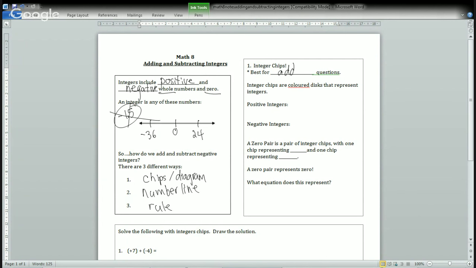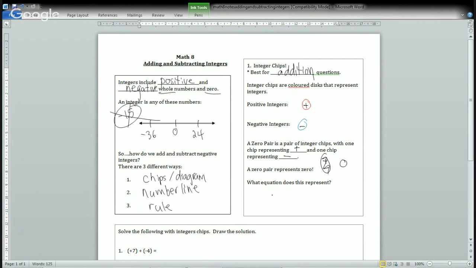Now they're best for addition questions, anytime you're adding a positive or negative number. Depending on your desktop, colors represent different chips. But this year, positive is red and blue is negative. If you don't have a red, blue, or any pencil, just put a positive and a negative sign inside of circles. A zero pair is a pair of integer chips with one chip representing the positive, one chip representing the negative. When you put them together, you get 0. One step forward, one step back, ends up being 0 altogether.